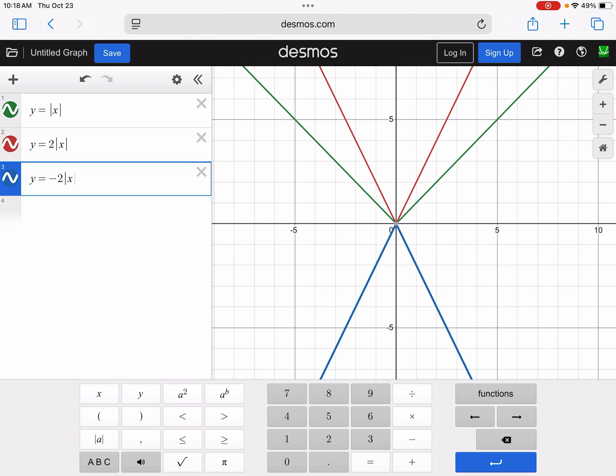Okay, so it's not wrong. This is the final graph, and this is what we need. We started from this basic, this green graph. We started from here, and this is our final graph. You can use any transformation in any order. It does not matter.